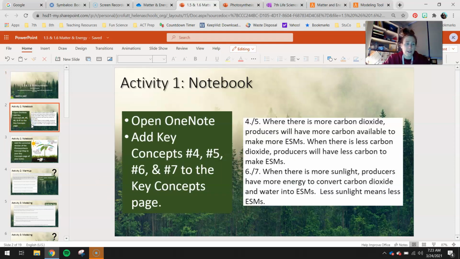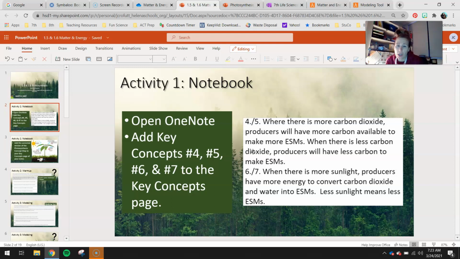All right, so first things first, I want you to open up your OneNote and add key concepts 4 and 5. I combined them together to make one key concept, and 6 and 7, and again, I combined them together to make one key concept there too.